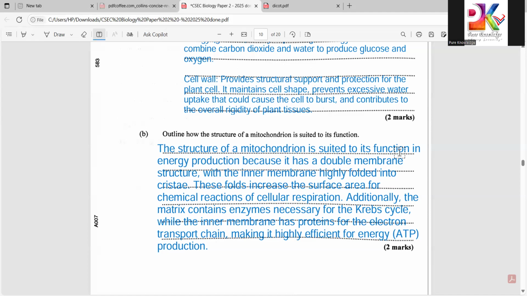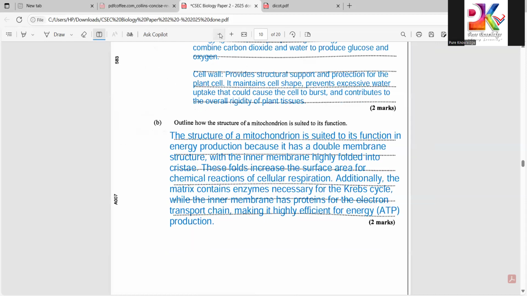Additionally, the matrix contains enzymes necessary for the Krebs cycle, while the inner membrane has proteins for the electron transport chain, making it highly efficient for ATP energy production, right? So if we have the cristae, and the cristae help increase the surface area for chemical reactions in cellular respiration, then we would be spot on there.